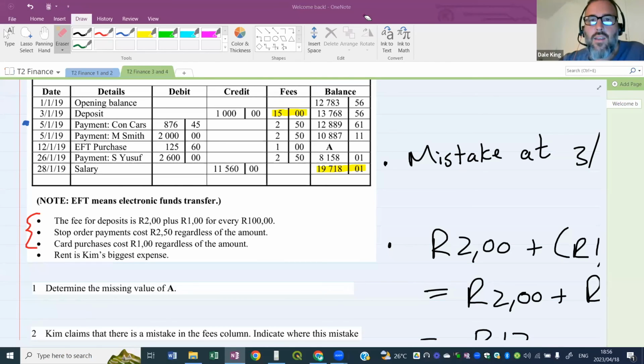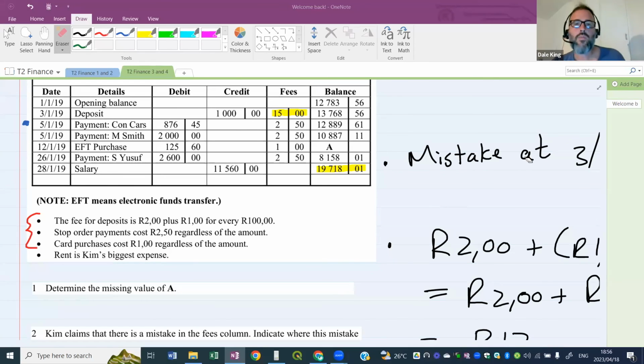I would say they originally charged 15. They corrected it to 12. This person has gained money now. All right. They originally charged 15. We said, no, it should be 12. The bank says, we'll correct it. Change the balance at the end.